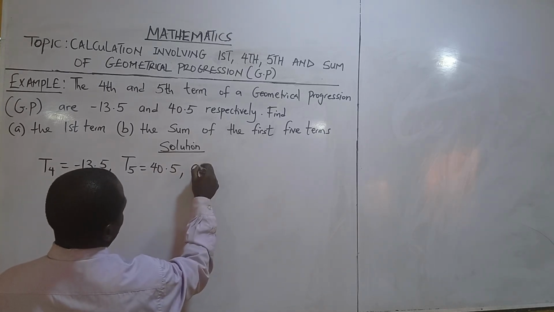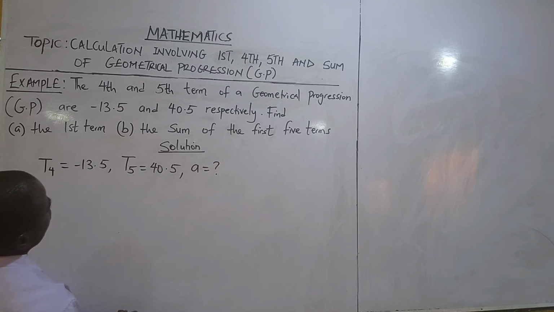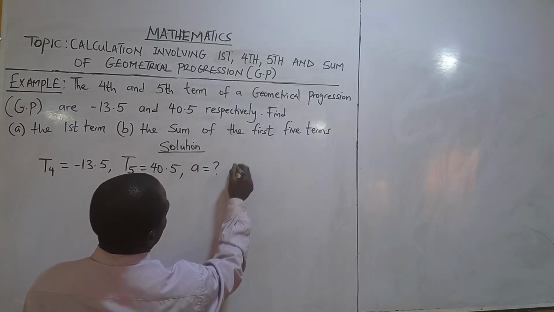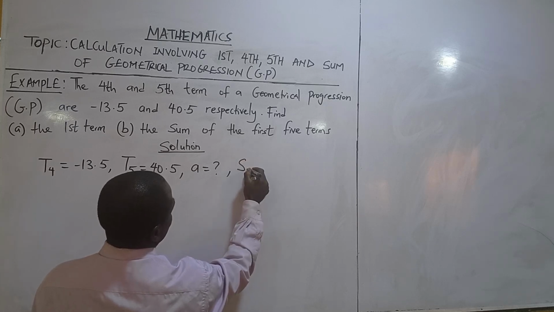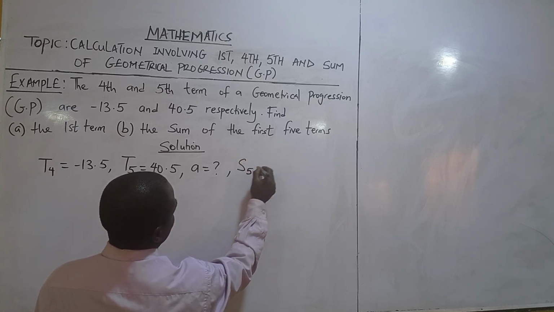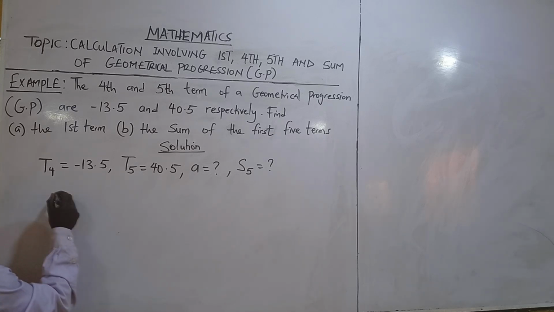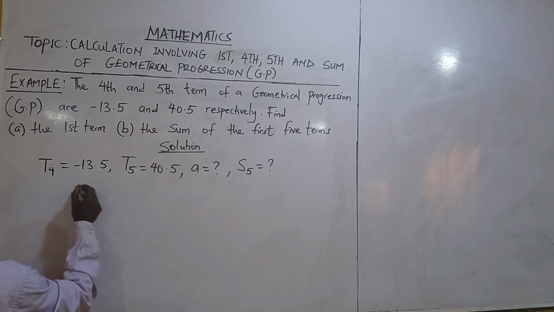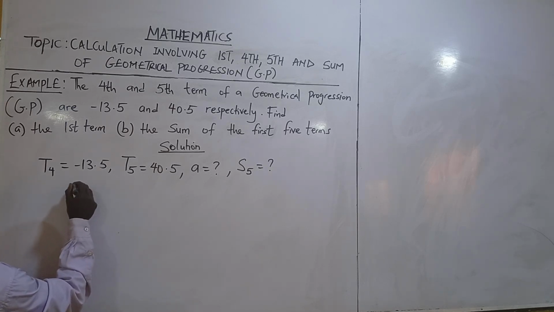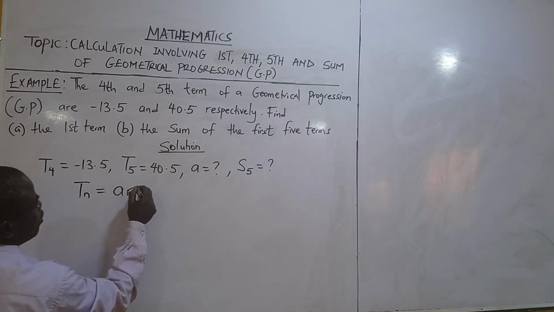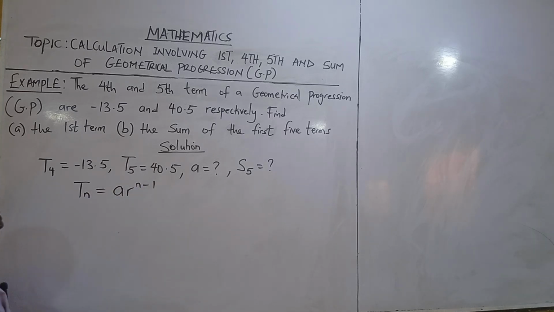We have to look for the first term. Use A to represent the first term. And we have to look for the sum of the first five terms. Before we proceed, we have to write the formula for the nth term under GP. Under geometrical progression, we have T subscript n equals a r raised to power n minus 1.